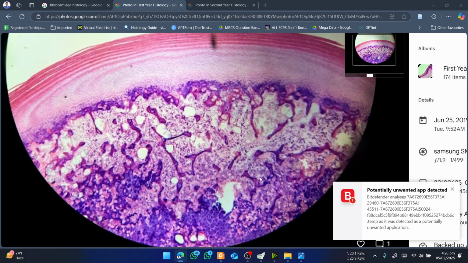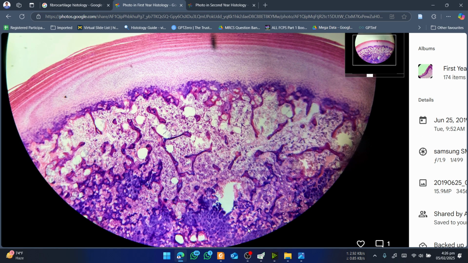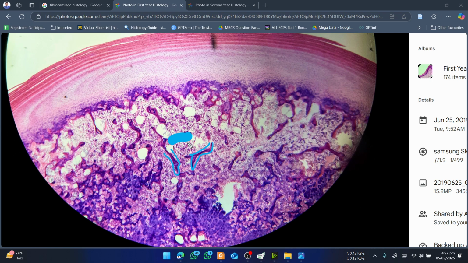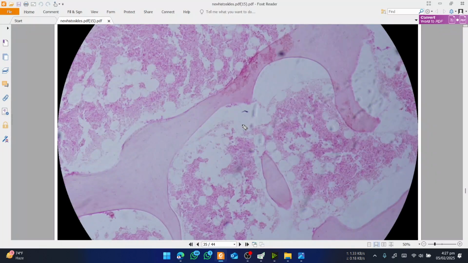Spongy bone. Spongy bone consists of trabeculae of bone with spaces between them that are usually occupied by bone marrow. So basically this is the spicule of the bone. This is the bone. The area between them is the bone marrow. Not all of it is bone. So this is bone, this is bone, this is bone, and in between them there is bone marrow. That is what you are seeing right here.